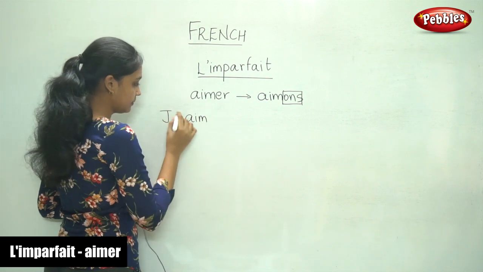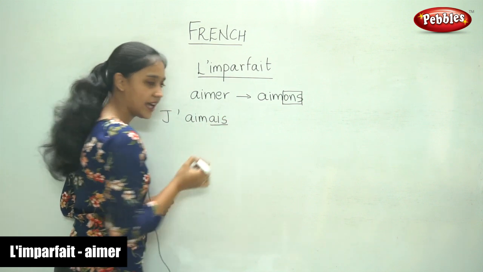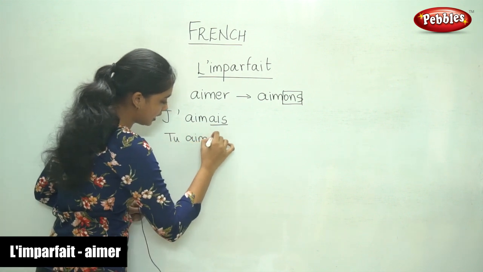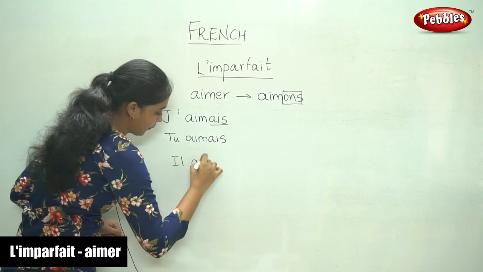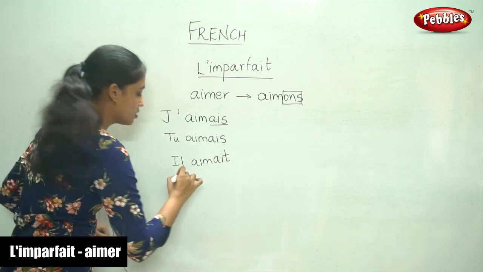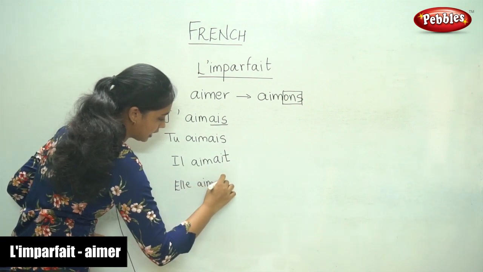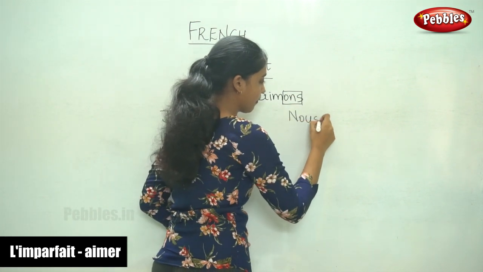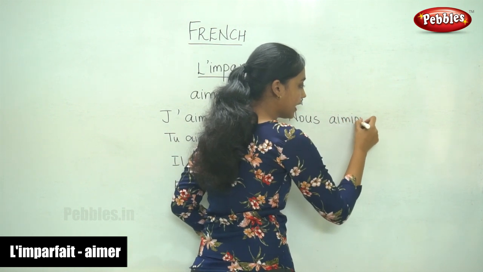So for je, it is ais. For tu, also ais. For il, ait. For elle also it is ait. For nous, it is ions.